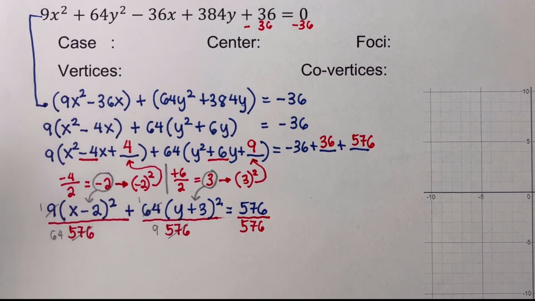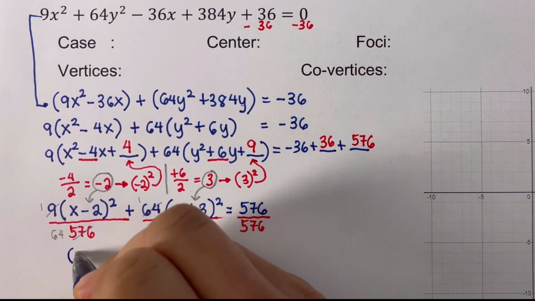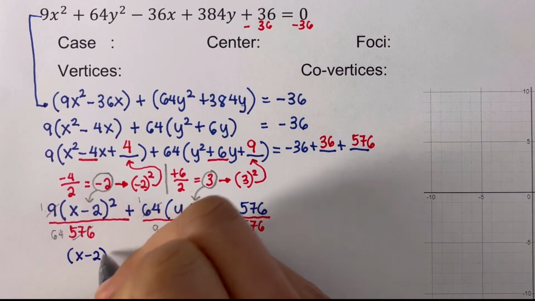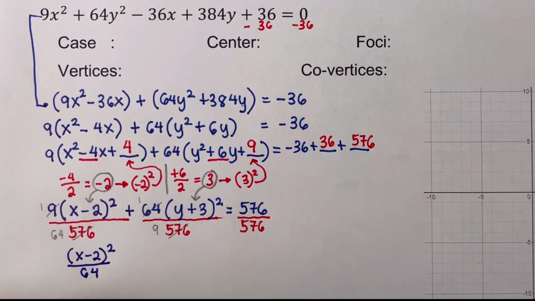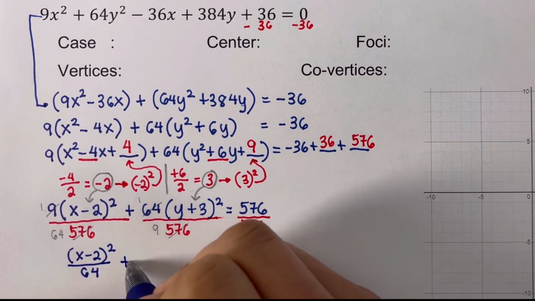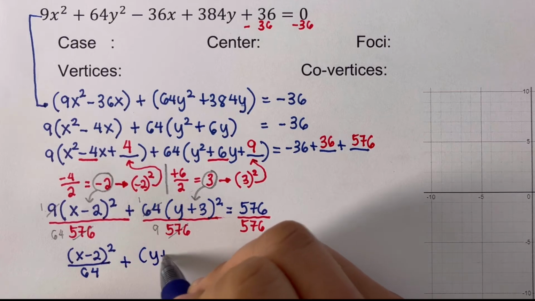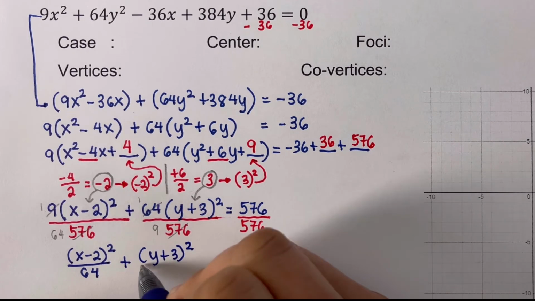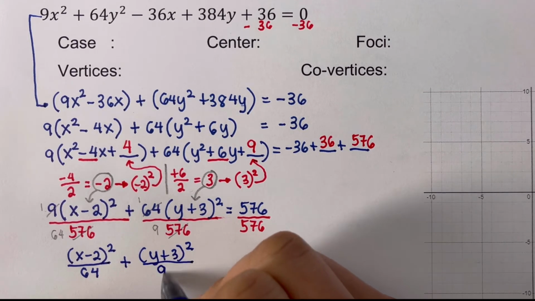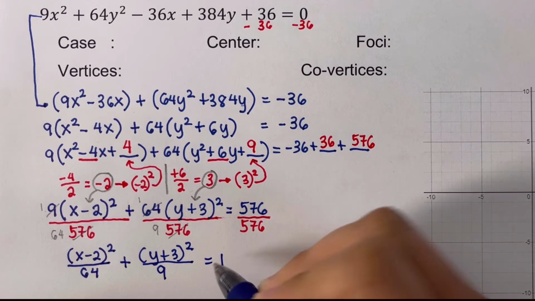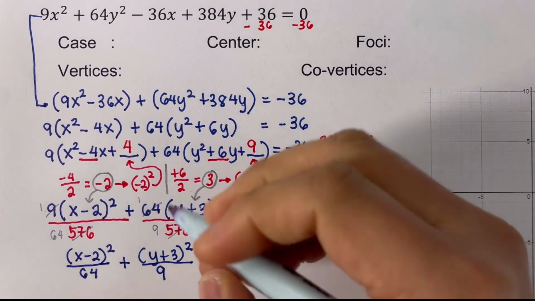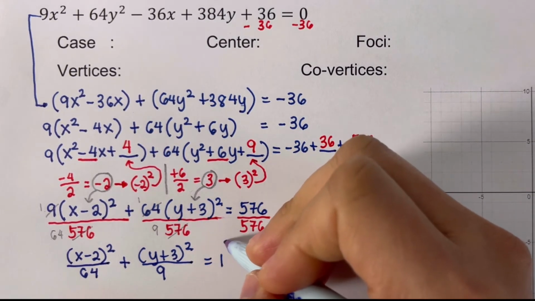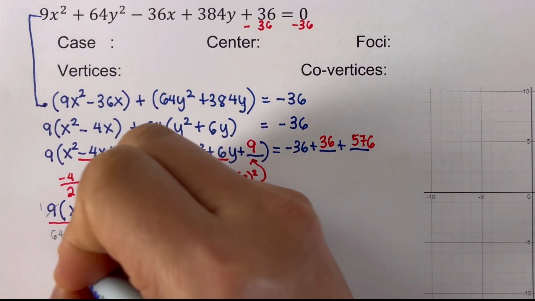So our equation would come out quantity x minus 2 squared over 64, plus quantity y plus 3 squared over 9, and that is equal to 1. So we already have the standard equation of an ellipse. So I'm going to go ahead and put this inside the box.